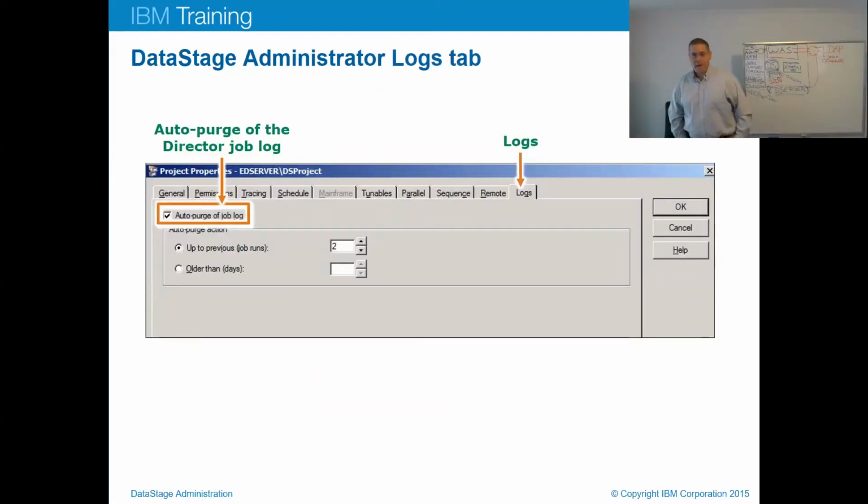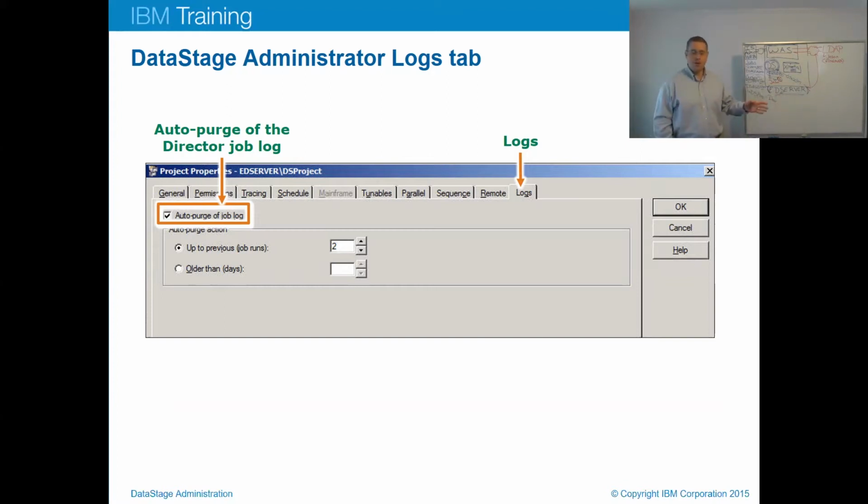The logs tab allows me to specify if I want to auto purge, and it's a good idea to do so. The logs are stored inside of the metadata repository, so we don't want them eating up a lot of space. We can auto purge logs, either by runs or by days. So I can say purge logs that are older than 10 days, older than 5 days, or keep up to the last 2 runs. This is another one that in dev, I'm far stricter than in production.